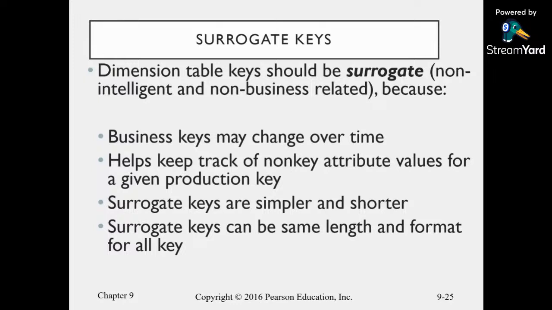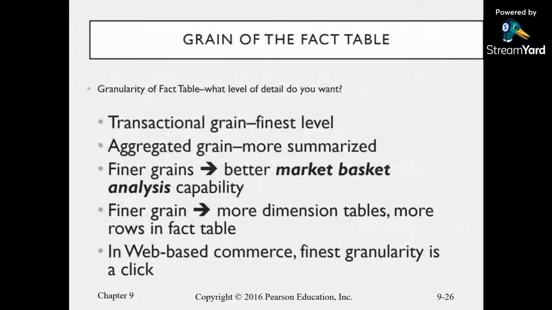In most cases, when you pick a fact table, it's the primary keys aligned on the table that are put together to form the primary key. Then let's look at the grain of the fact table, the granularity. What level of detail do you want with regards to the fact table?